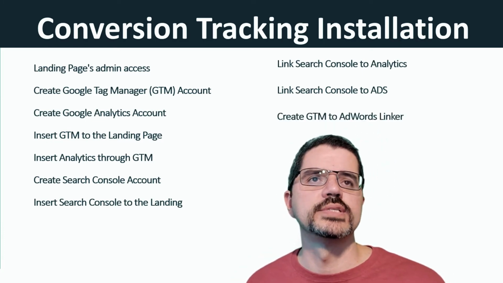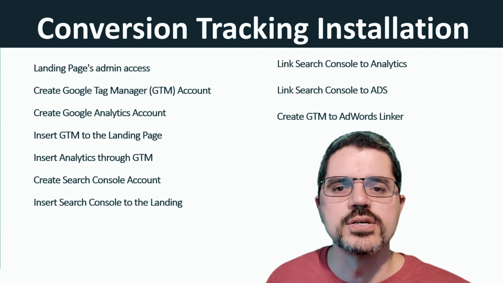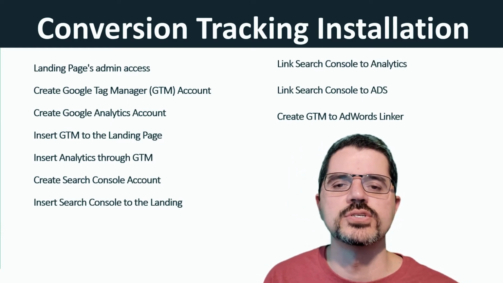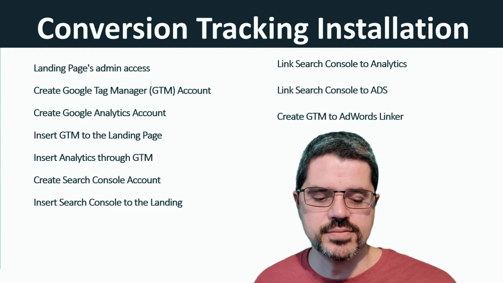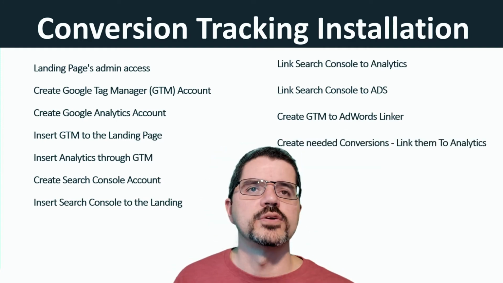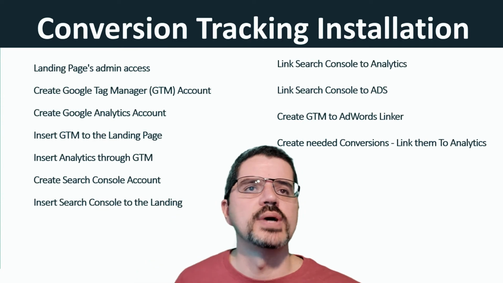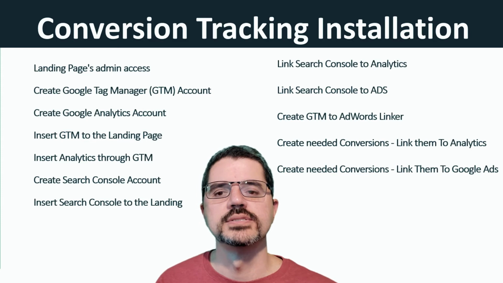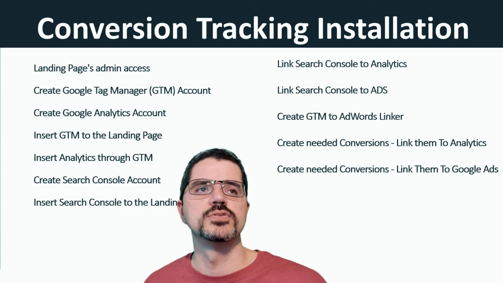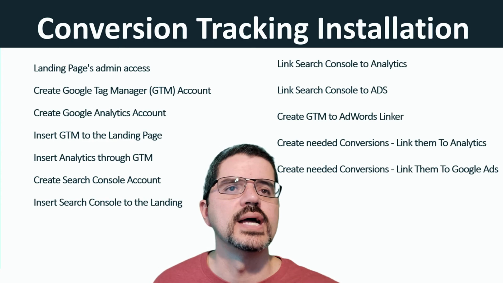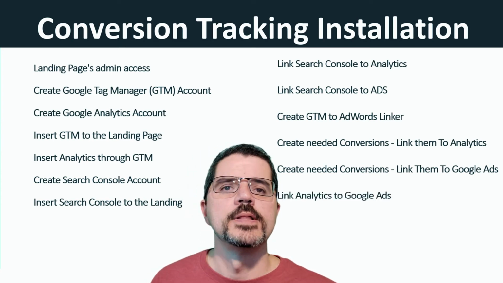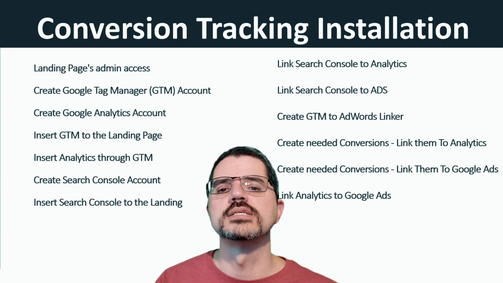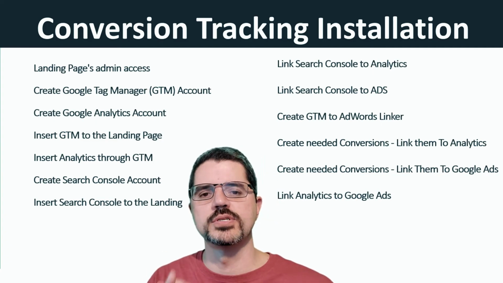Next, we're going to create Google Tag Manager to the AdWords linker. Again, this is part of the configuration and part of the linking of these accounts. And then we're going to create needed conversions, link them to Analytics, and same thing, but link them to Google Ads. So this is where the linking happens back to the Analytics and Google Ads from Google Tag Manager. And then finally, we're going to link Analytics to Google Ads, and this is the final piece that kind of puts everything together.